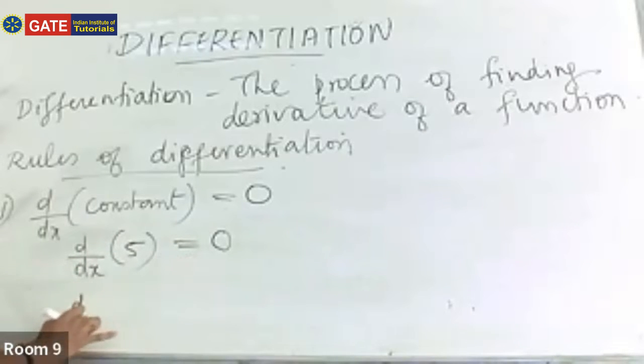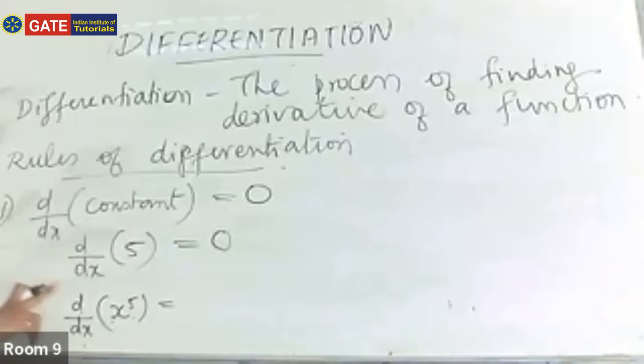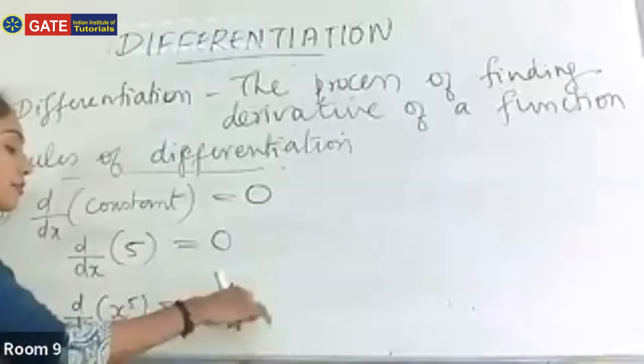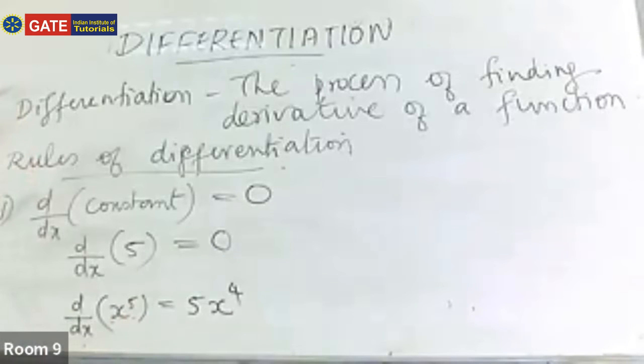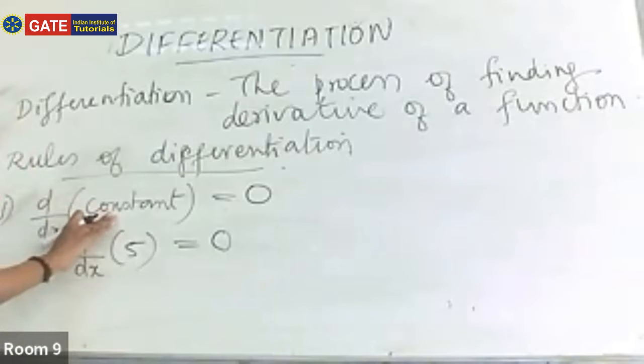If I write what is d by dx of x to the power 5, then here it is a function of x. X is there. So what is the derivative? You remember that formula? Yeah, it is like x to the power n, that first one, where the n is 5, so it is 5x to the power 4. That will be the derivative. So this is the first point. Any constant you take, the derivative is always 0.